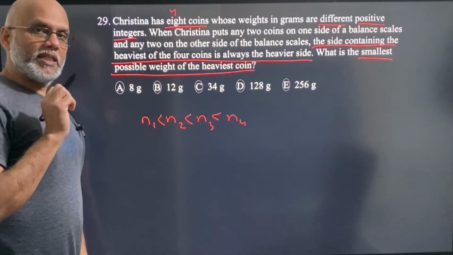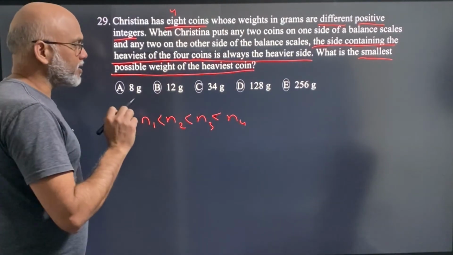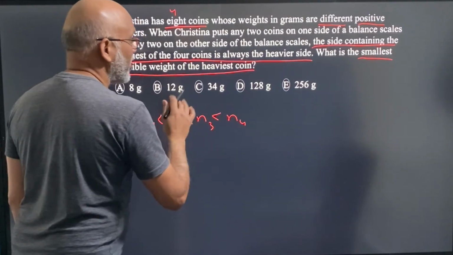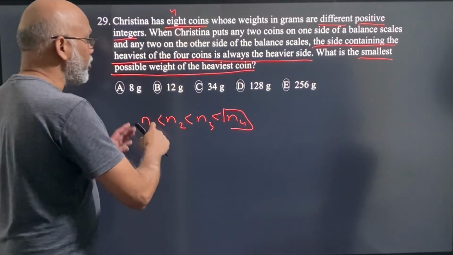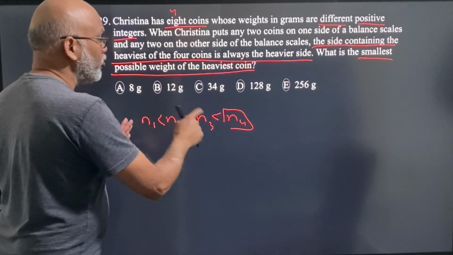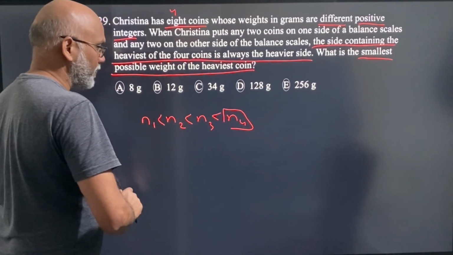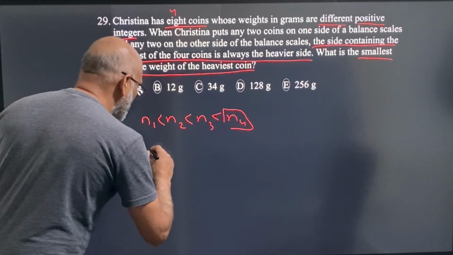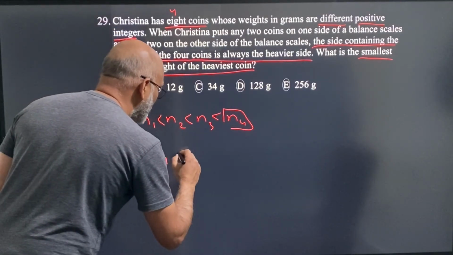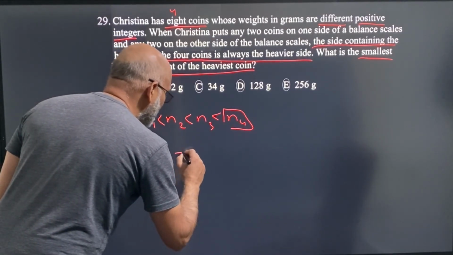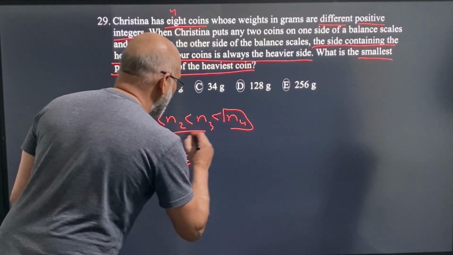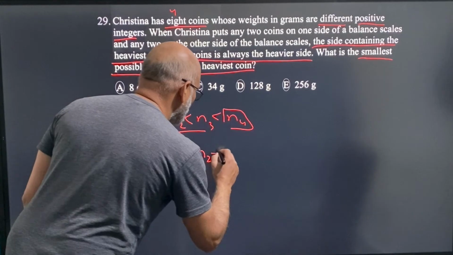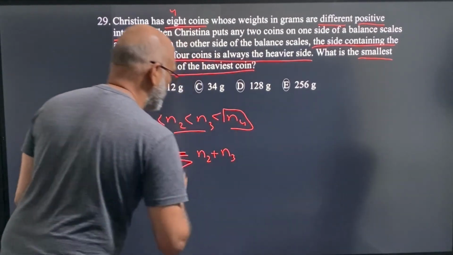Now, the question is, what is the condition that the heaviest of these 4, which is n4, no matter how we pair, will always be on the heavier side? And the condition is going to be that n4 is at least equal to or greater than the next two heaviest, n2 plus n3.